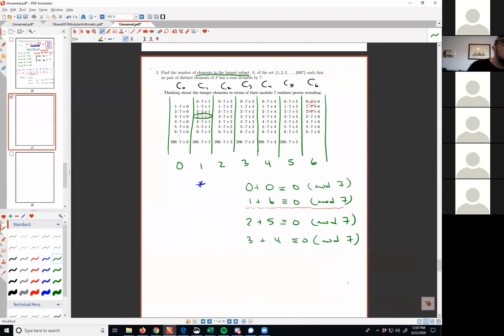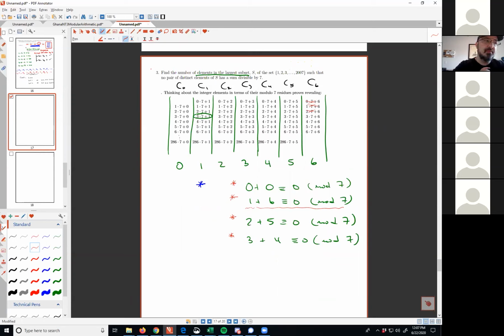So if we include any number from column 0, we can't include any other number from column 0. If we include any number from column 1, we cannot include any other number from column 6, and vice versa. If we include any number from column 2, we cannot include any other number from column 5, and vice versa. If we include any number from column 3, we cannot include any number from column 4, and vice versa. So now we want to build the biggest set that we can. What do we do?